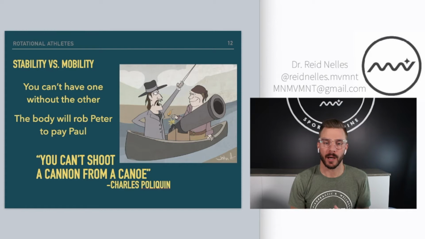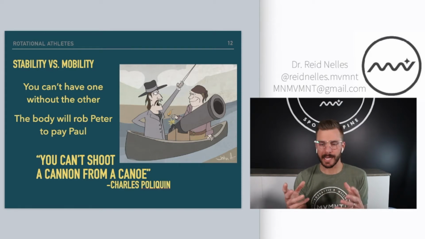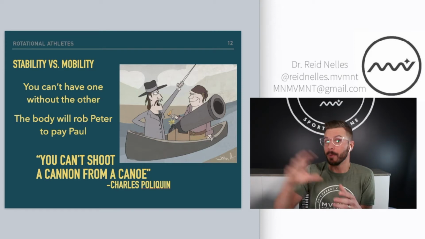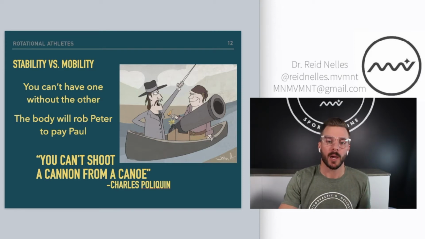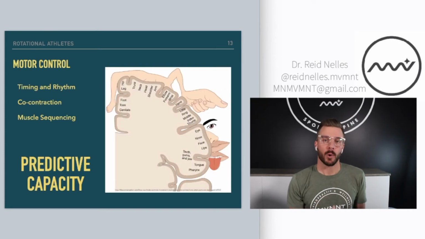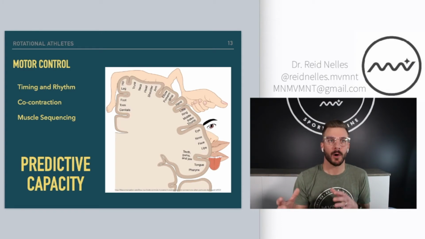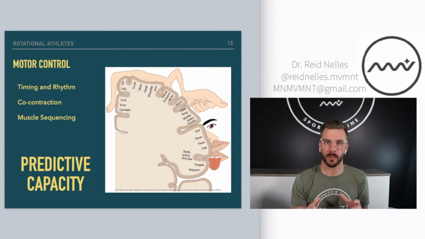And this is where this quote on the bottom comes into play. You can't shoot a cannon from a canoe. We need a stable foundation to launch something or mobilize something from. Right. We'll go into this further in our course. Then comes in motor control, the balance between stability and mobility, as well as timing and rhythm or co-contraction of certain tissues or muscle groups or fascial lines. Okay. This muscle sequencing allows for fluency of movement.